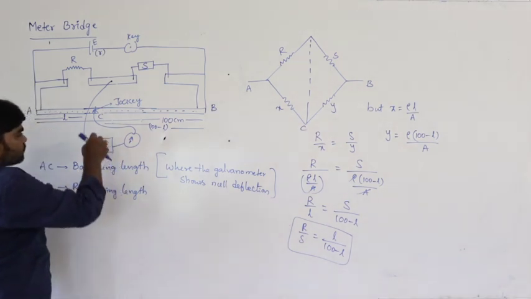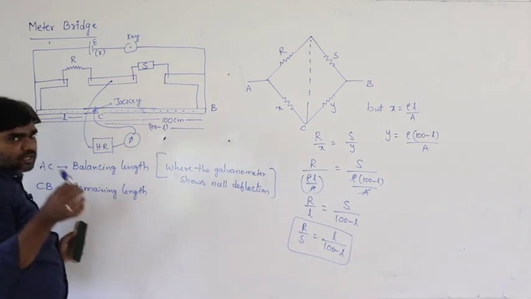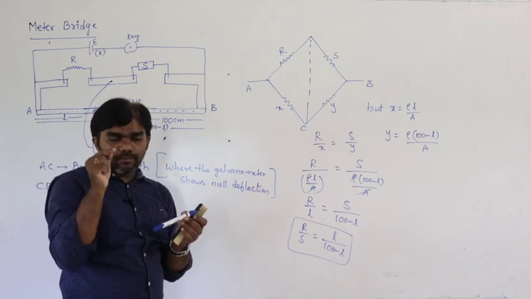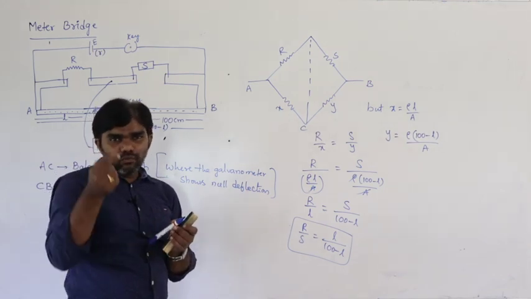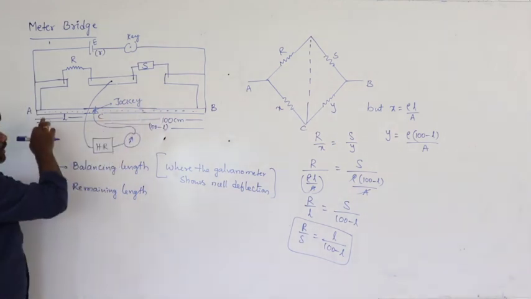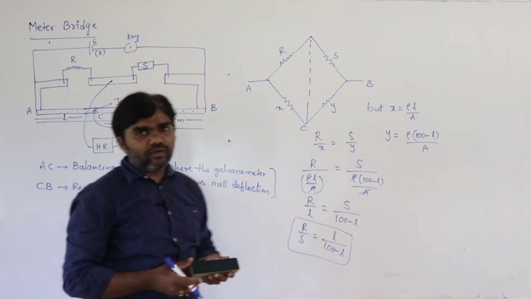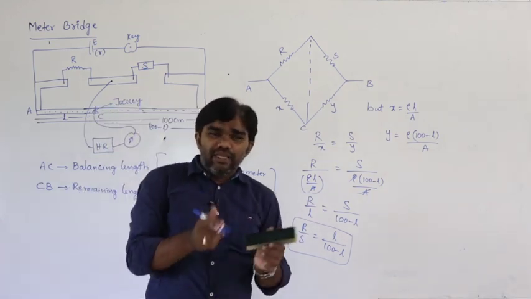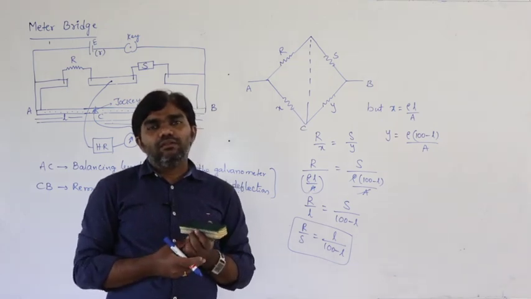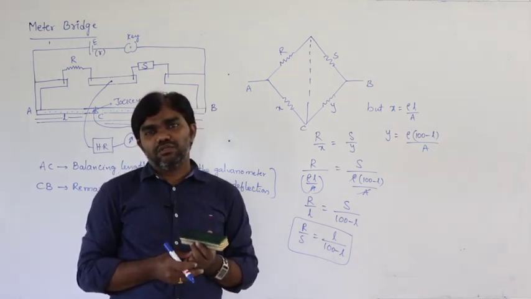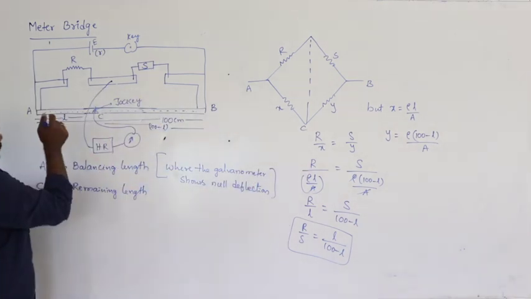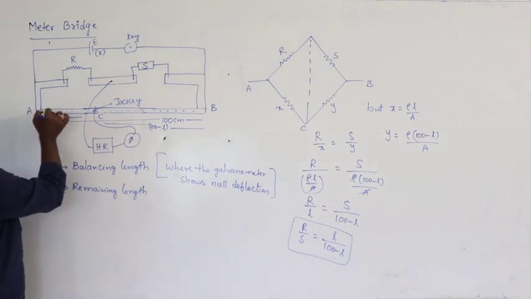Now here this is the jockey. This is the general shape of the jockey, small, with a very sharp pointer. The pointer should not be dragged on the uniform wire. If the pointer drags on the wire, the thickness of the wire may decrease, and due to that the balancing length may change. That's why the jockey is placed like this.